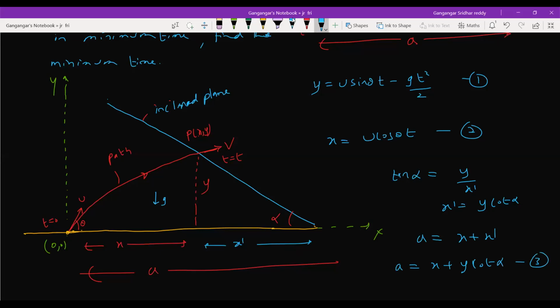What are the given things for us? U, theta and a are given. The things we assumed are x, y and theta. So what shall I do? I'll substitute 1 and 2 in equation 3, then x and y will get eliminated. Then we end up with only time and theta. Now I'll differentiate that equation to get the required answer. I think equations 1, 2, 3 are the core idea. Once you get this, the rest you can manage.